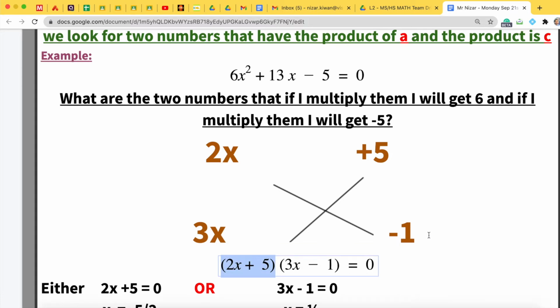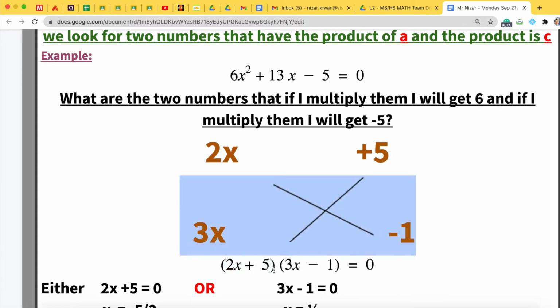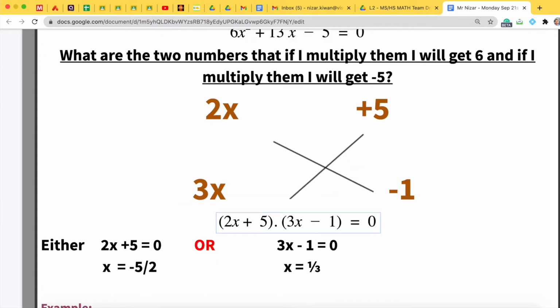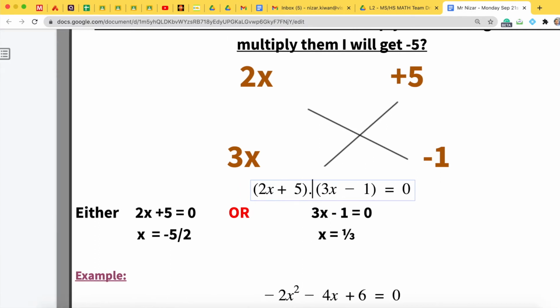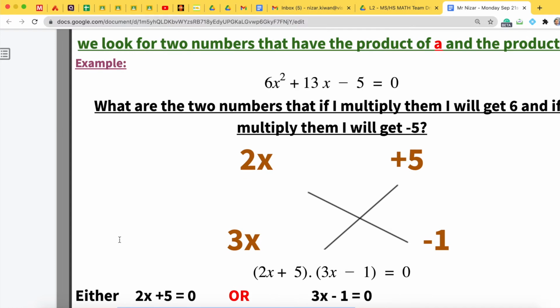2x + 5 and 3x - 1. Then you discuss each bracket aside. Two brackets multiplied by each other, the answer is 0. That means one of them is 0. Either 2x + 5 = 0, so you move 5 to the other side, you will get negative, then divide by 2, x will be negative 5 over 2. Or 3x - 1 = 0, you move 1 to the other side, it will be 1, then divide by 3, so x equals 1 over 3. This is called product and product.